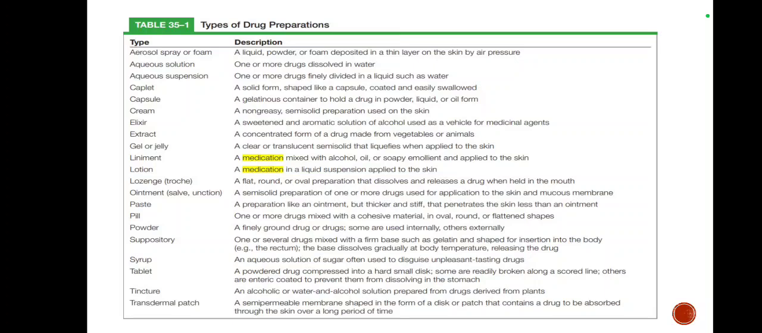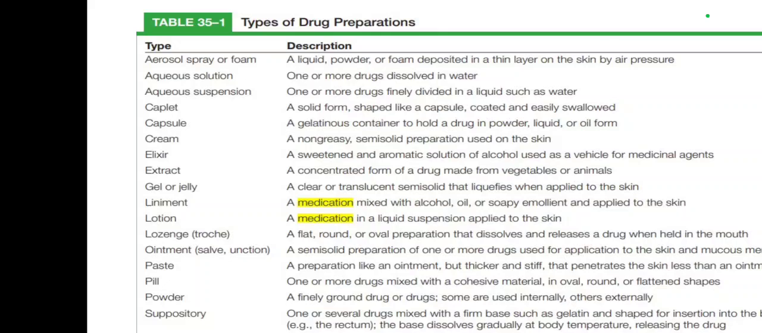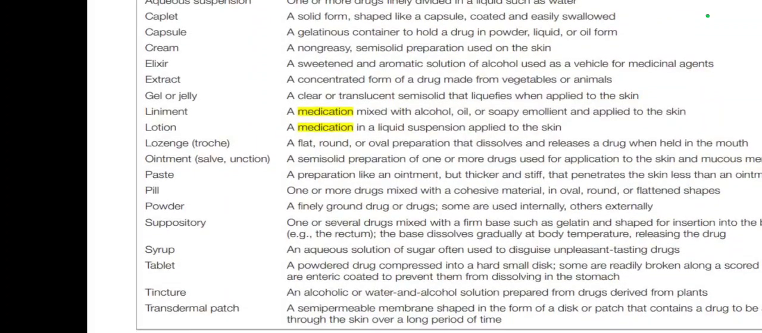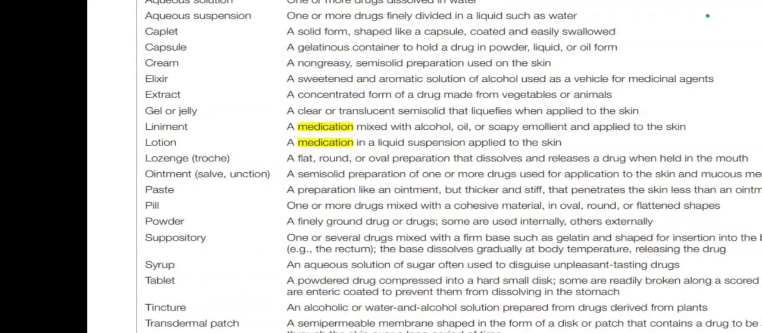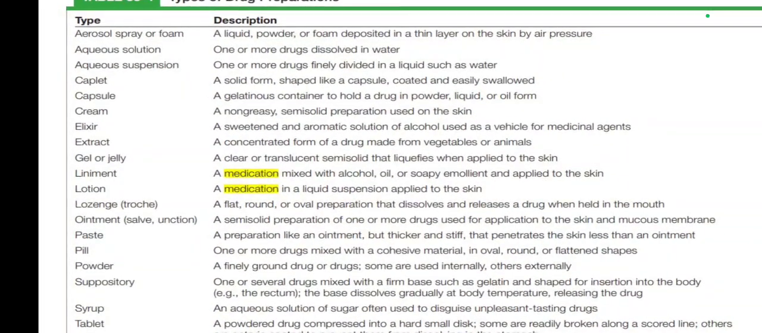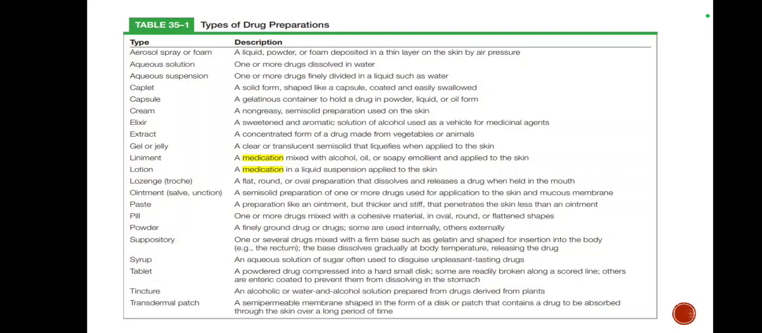So we have here different types of drug preparations. We have aerosol, spray, foam, aqueous solution, suspension, caplet, capsule, cream, elixir, extract, gel or jelly, liniment, lotion, lozenges, ointment, paste, peel, powder, suppository, syrup, tablet, tincture, or transdermal patch. So we have here the specific descriptions that you can identify. Okay, so you just check the different types of drug preparations.